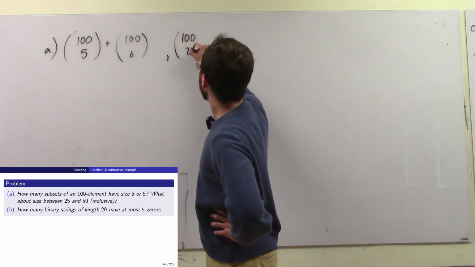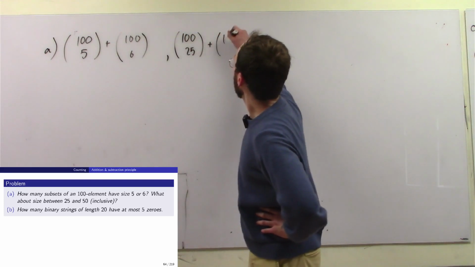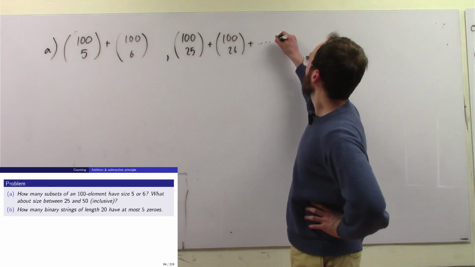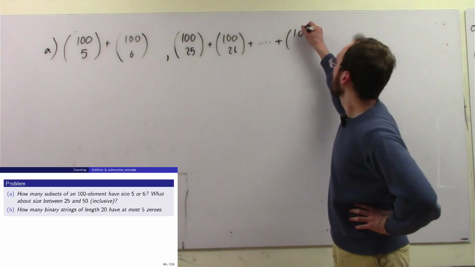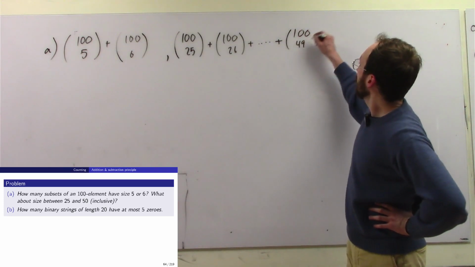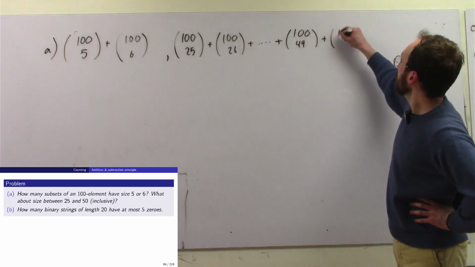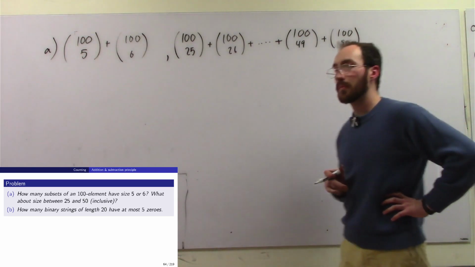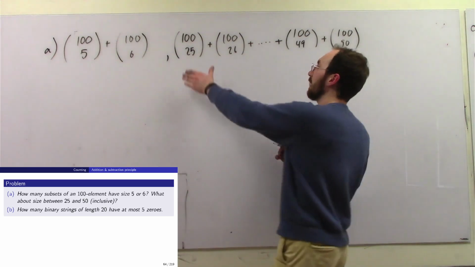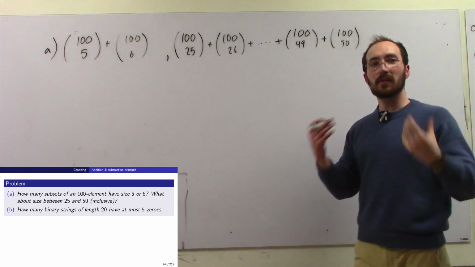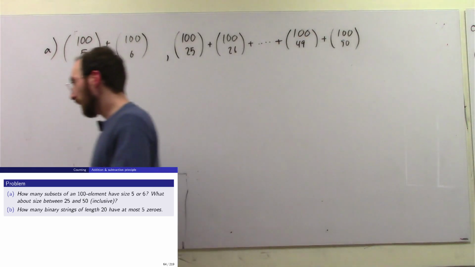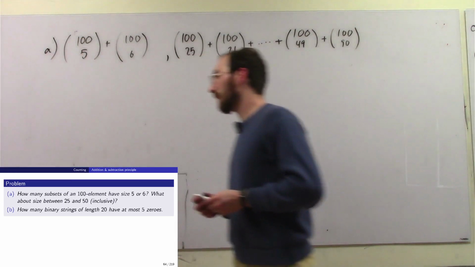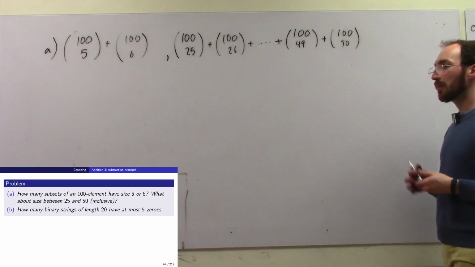We can pick 25, we can pick 26, we can pick 49, we can even pick 50. But luckily, in each of these cases, none of these cases overlap. If I pick 26, I didn't pick 25, et cetera, et cetera. So all of these, we can just add them up.